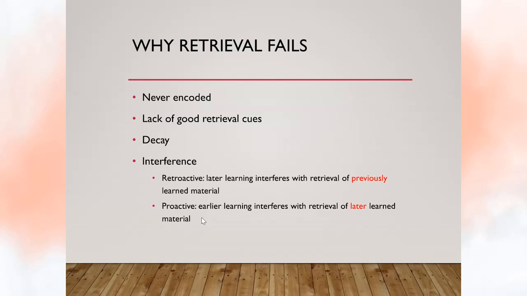I think it's easier to find examples of proactive interference, quite honestly, because there are a lot of things that you learn early and then are no longer relevant, and now you have to learn some new information. So I'll give you an example that I had in graduate school. We had a professor who taught us neural pathways.